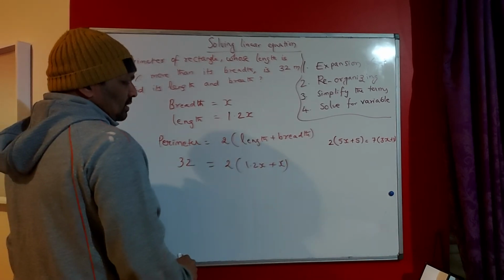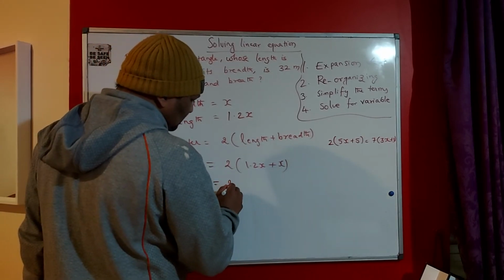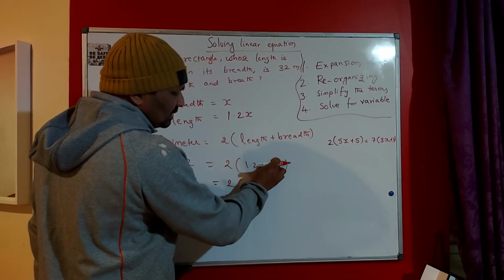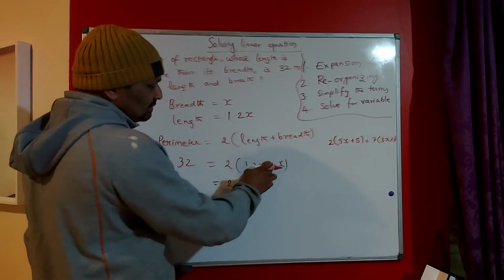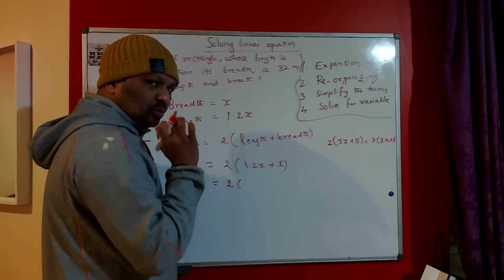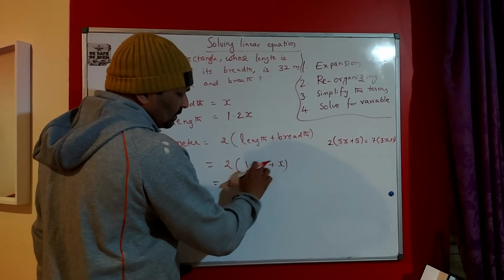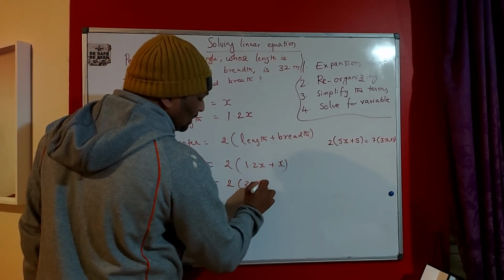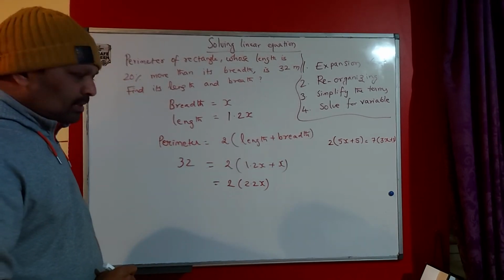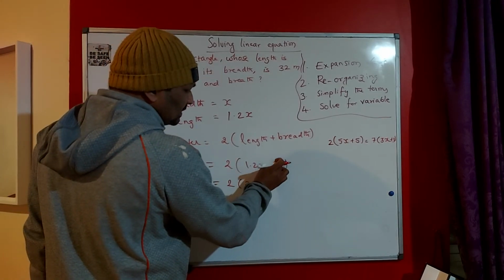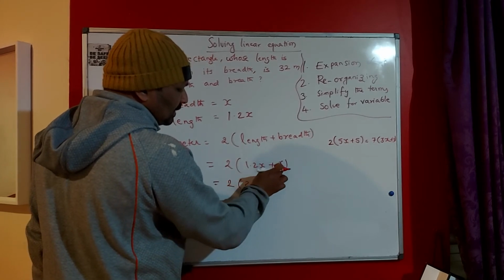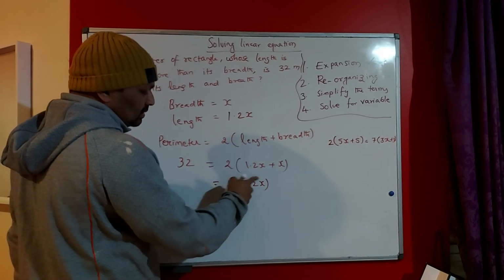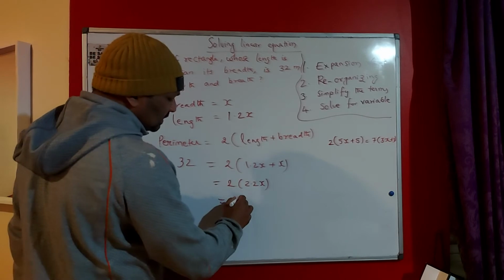Okay, fine. Yeah, let's do the simplification. 1.2x plus x. Again, same thing. You add the multipliers of x. What is the multiplier of x? 1. 1.2 plus 1 is 2.2. And you put the variable here, 2.2x. Okay. This one plus this one, 2.2, and the variable here is x. Now you can do the multiplication. 2 into 2.2x, that is 4.4x.